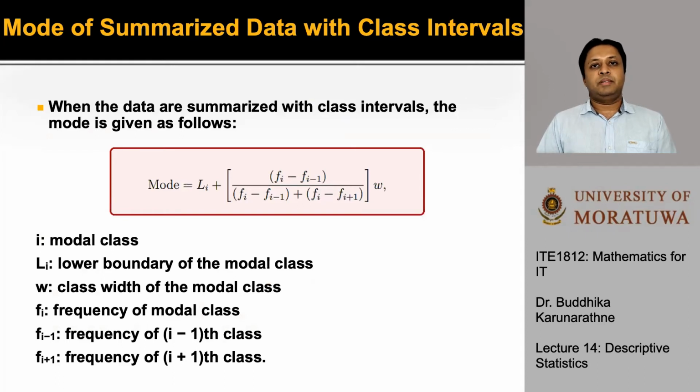So that is the mode of this data set, 33, which is pretty straightforward to calculate. Now we go into a little bit complicated situation where we have summarized data with class intervals. So we have here defined an equation for mode for a summarized data set with class intervals. So here we should identify the symbols. i is the modal class and Li is the lower boundary of the modal class. W is the width of the modal class and Fi is the frequency of the modal class. And Fi minus 1 is the frequency of the i minus 1th class, that is the class before the modal class. And Fi plus 1 is the frequency of the i plus 1th class, which is the class after the modal class.